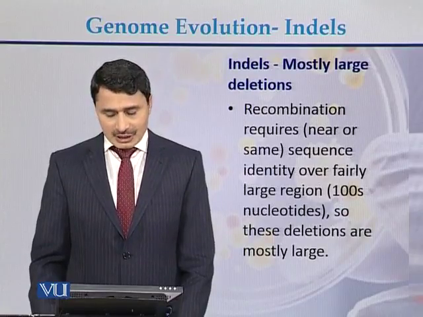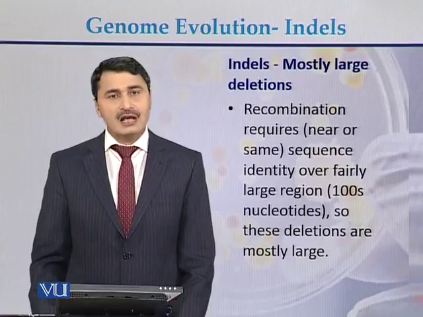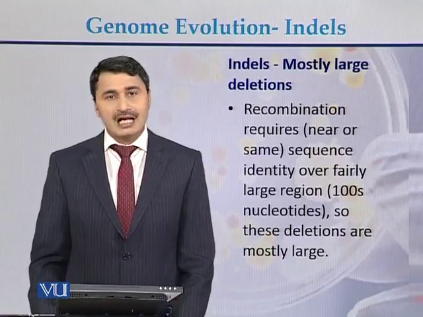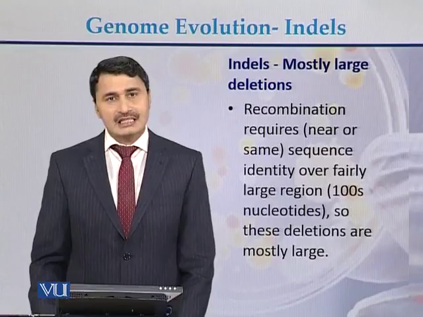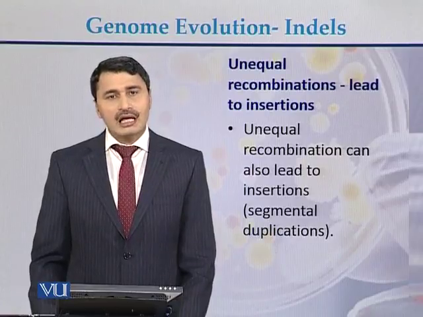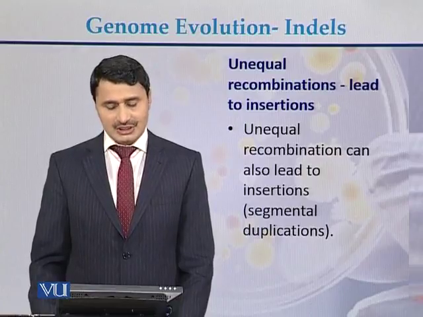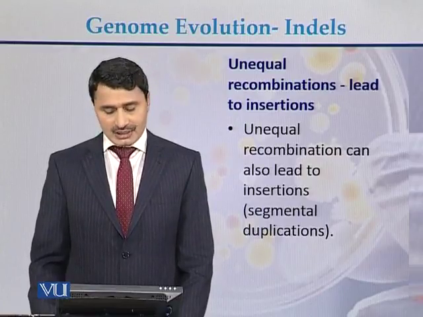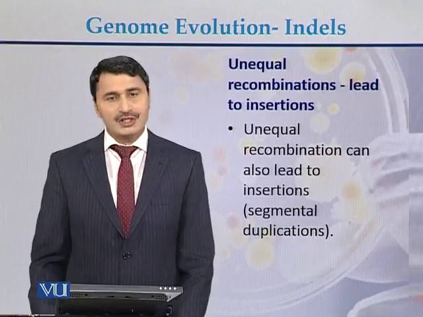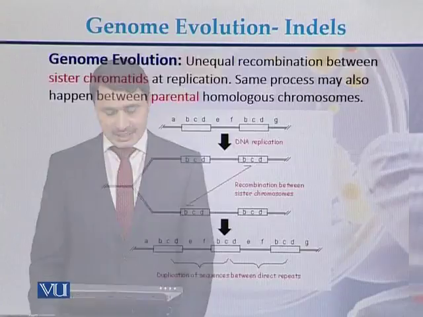Recombination requires sequence identity over fairly large regions. So these deletions are mostly large because the sequence similarity is large. Unequal recombination also leads to insertions or deletions. Unequal recombination can lead to insertions, particularly those also called segmental duplications.